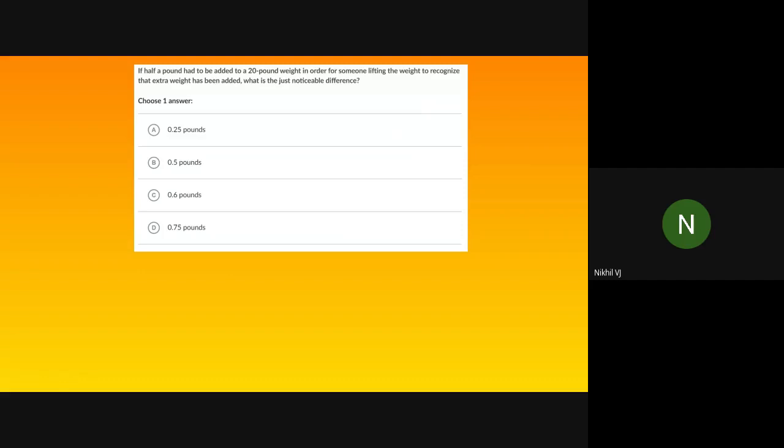So in this case, if we're looking at a 20-pound weight, that is the original stimulus, and the person lifting the weight notices a difference when you add an extra half a pound, the threshold for the weight to pass for them to notice a difference is half a pound. So in this case, the answer would be B. All right. Any questions so far? Perfect. If not, we can move on to the next one.